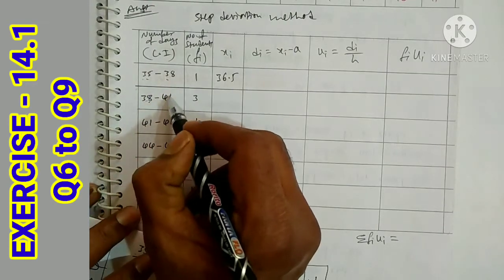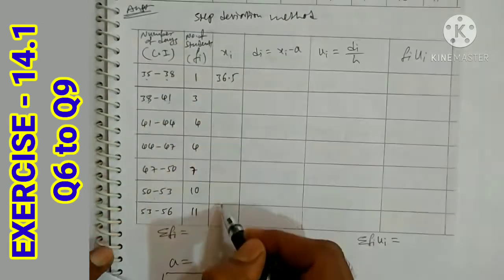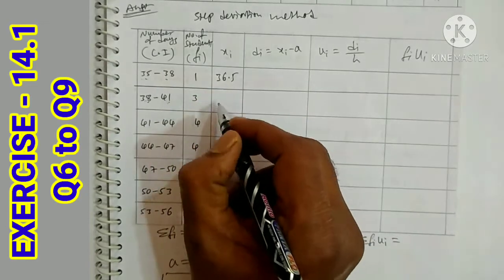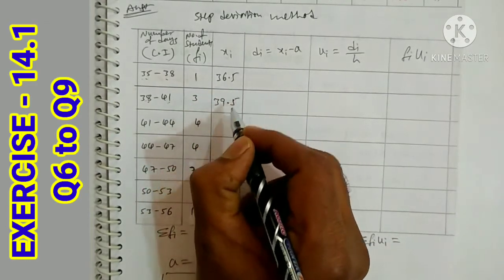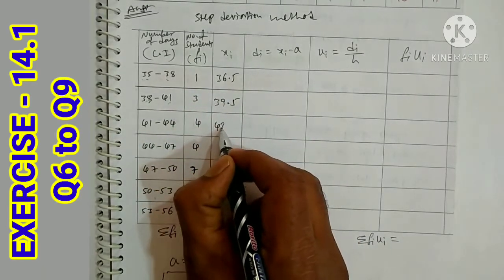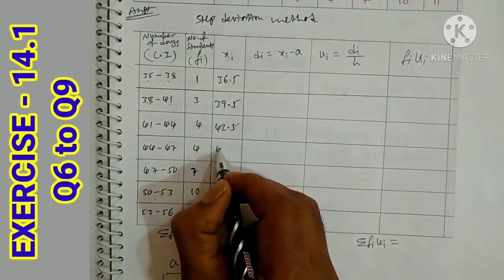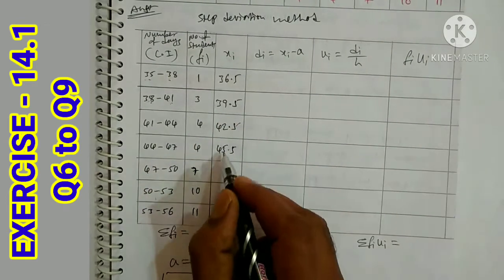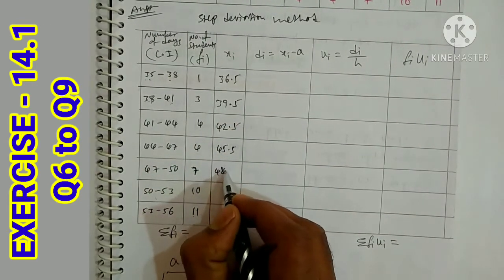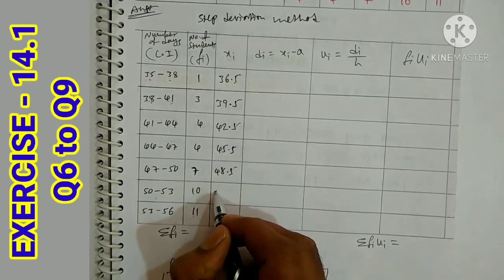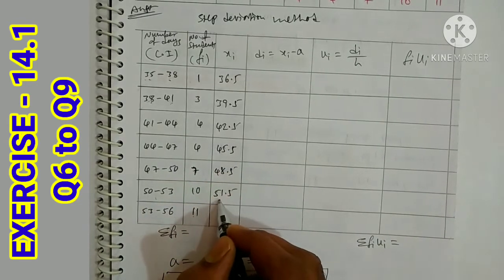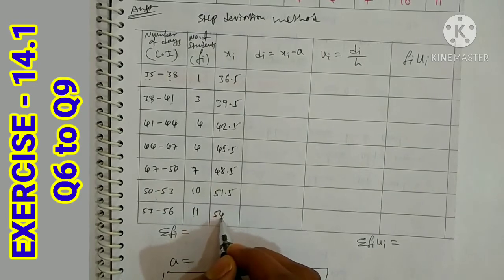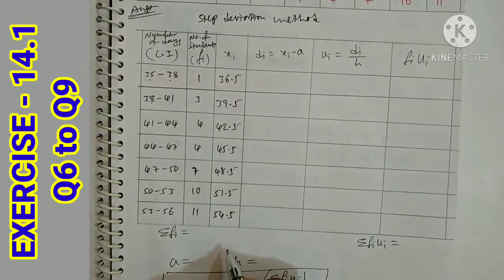The difference between these two is 3, and the difference between these two is also 3. So you add 3 and you will get the answer. 36.5 plus 3 is 39.5, 39.5 plus 3 is 42.5, 42.5 plus 3 is 45.5, 45.5 plus 3 is 48.5, 48.5 plus 3 is 51.5, 51.5 plus 3 is 54.5. These are the middle values.